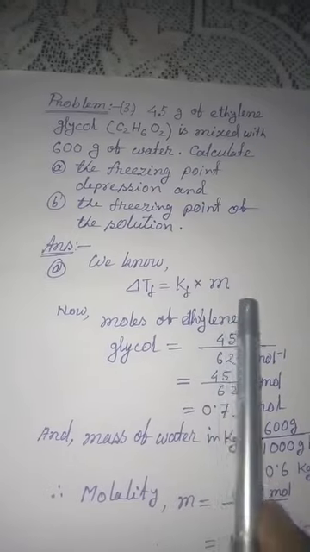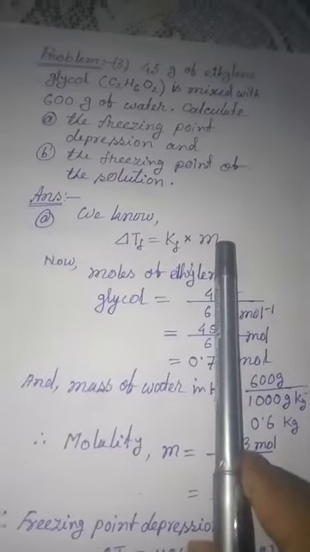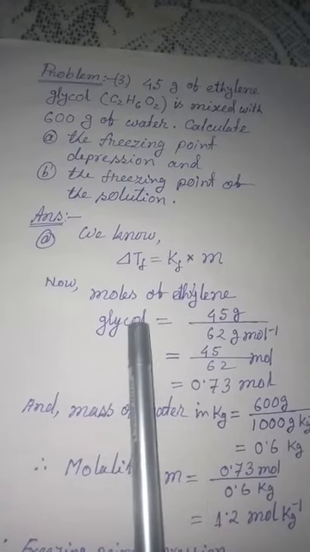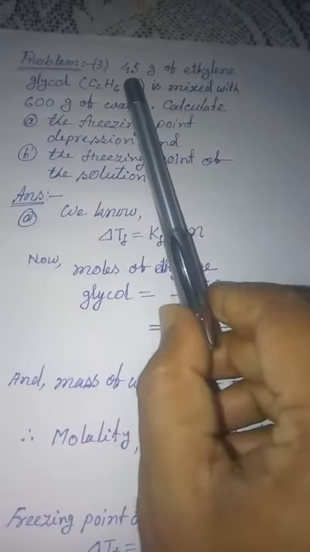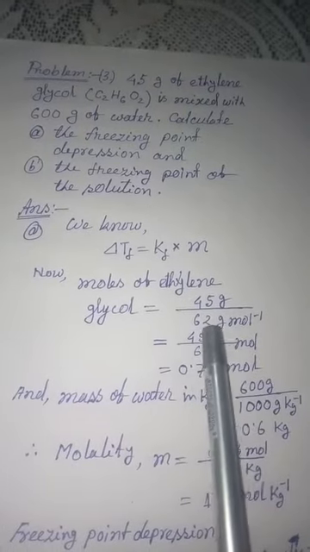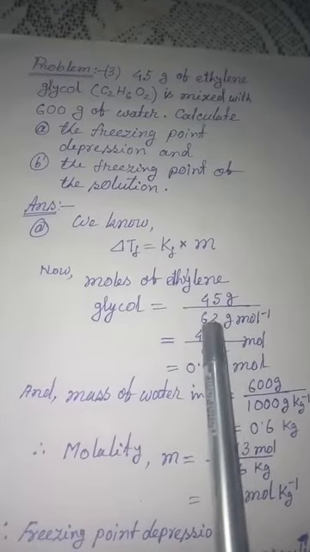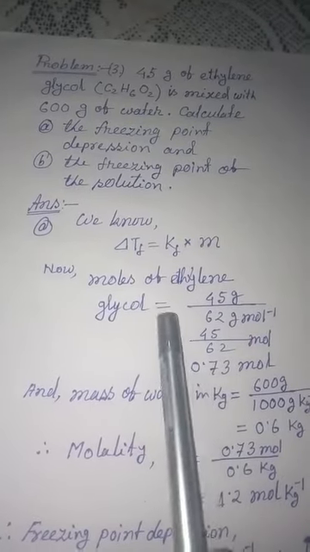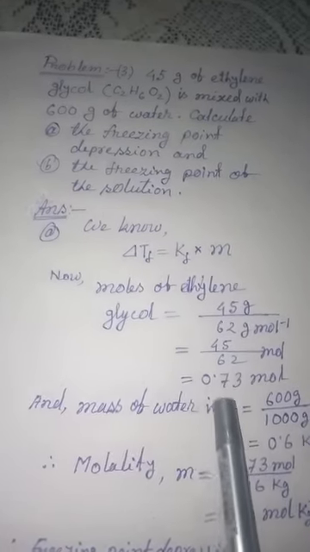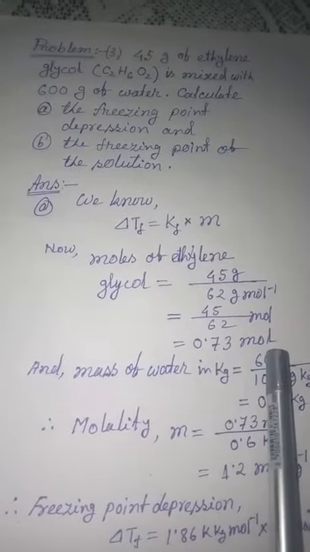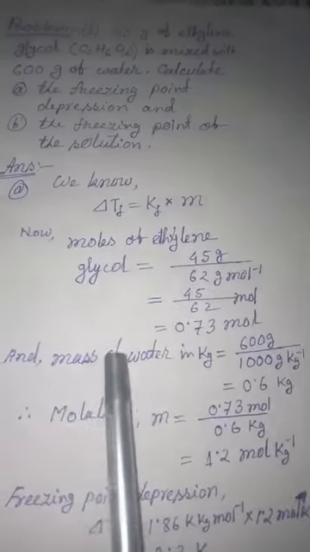So here, to find out the molality first, what do we have to do? We have to find out the moles of ethylene glycol, that is the solute. The given mass of ethylene glycol is 45 gram. So given mass divided by its molar mass will be the number of moles of ethylene glycol. So the moles of ethylene glycol is 0.73 mole.